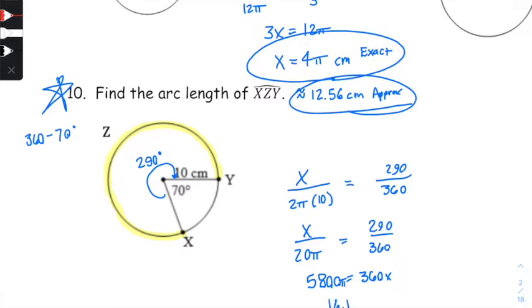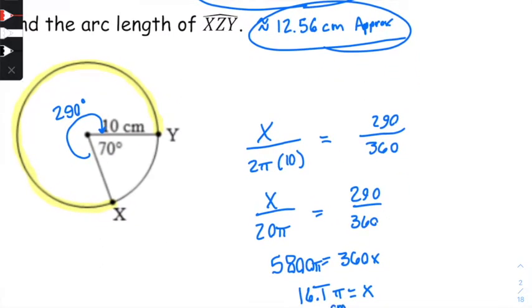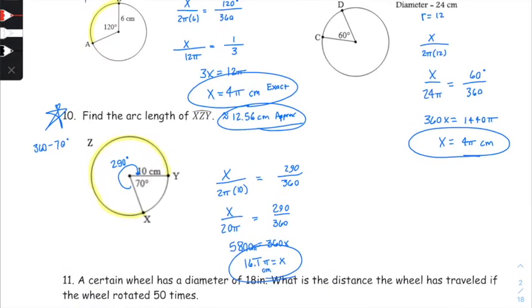About 16.1 repeating. So I'll put a little line. You have pi still with your answer, and that would be the exact answer. This would be in centimeters. And then if I ask for the approximate answer, you know, multiply that by the pi, and then you should be good then.